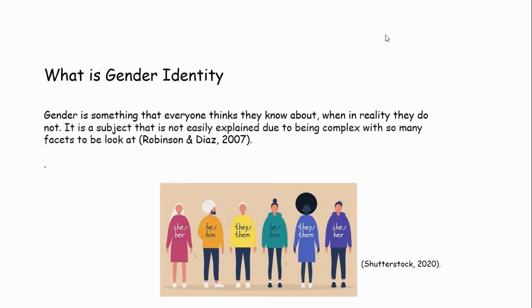Gender is something that everyone thinks they know about when in reality they do not. It is a subject that is not easily explained due to being complex with so many facets to be looked at. The term gender identity is used to refer to an individual's internal identification with being male or female. It is the views of that individual on how they see themselves. It is based on the idea of who they believe themselves to be.